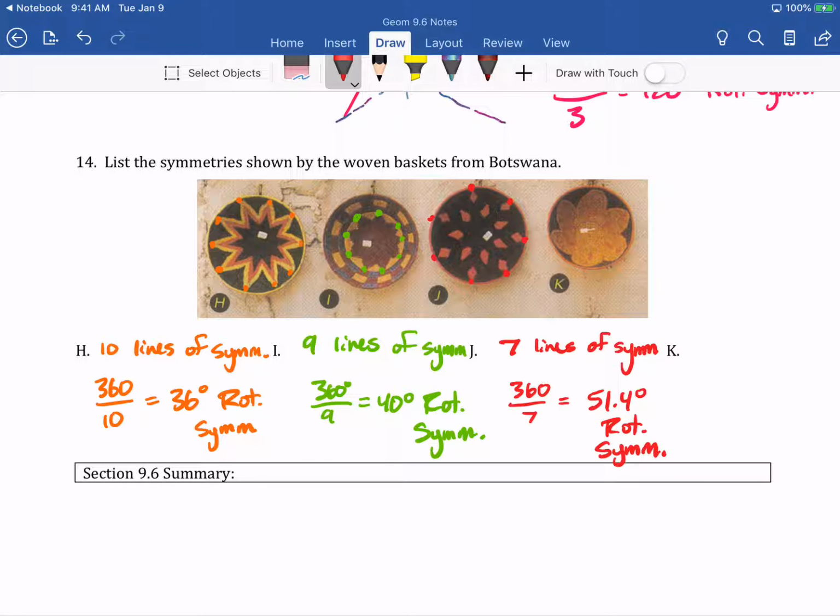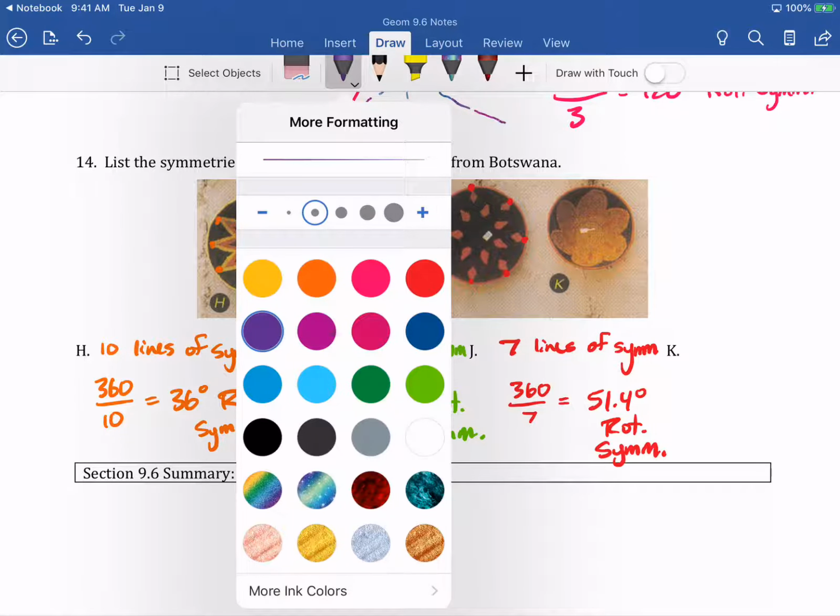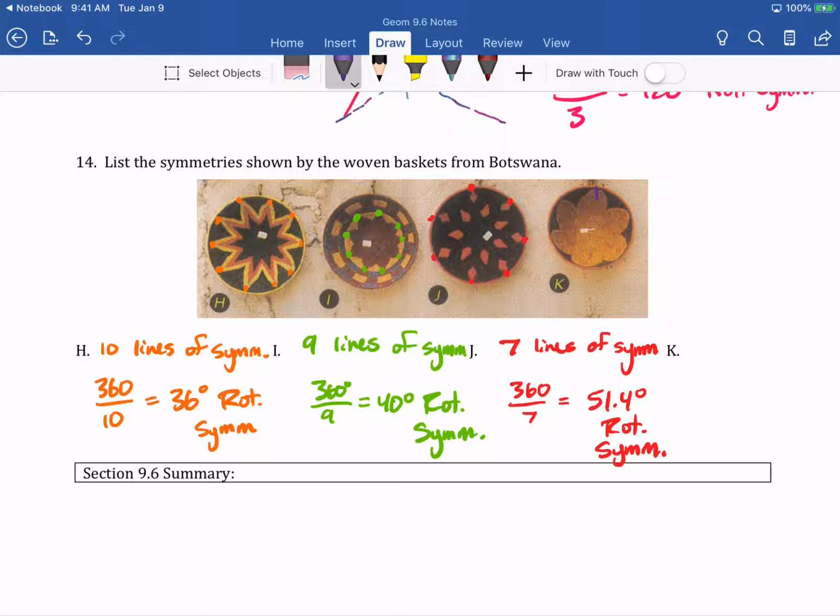All right, and last but not least, this figure here has 1, 2, 3, 4, 5, 6 petals. So it's got 6 lines of symmetry. And if you take 360 and divide it by 6, you're going to get 60 degree rotational symmetry. All right, so lots of symmetries all around you. We're just looking at some specific examples here.